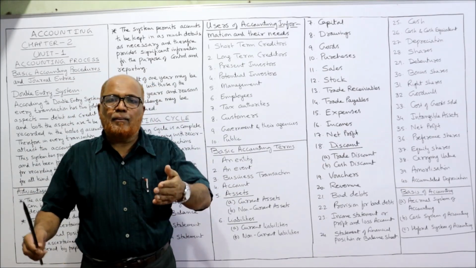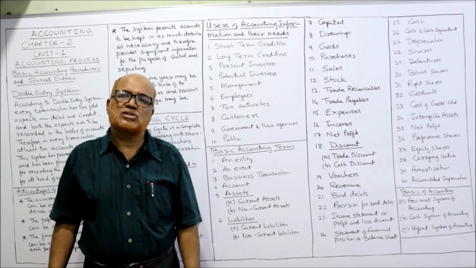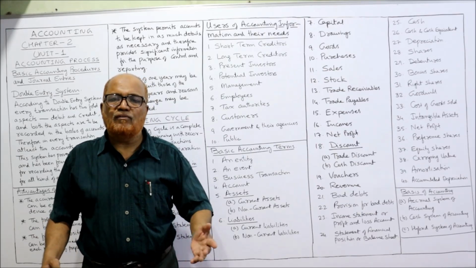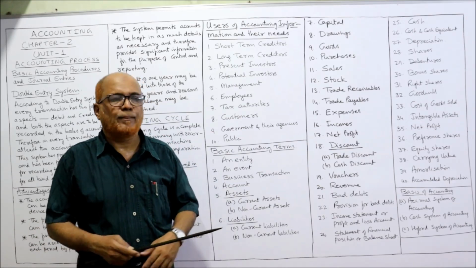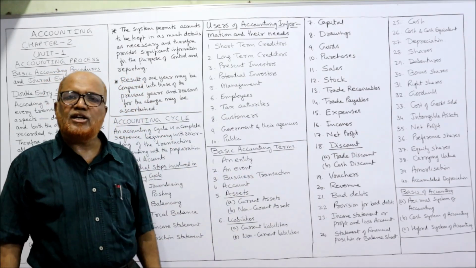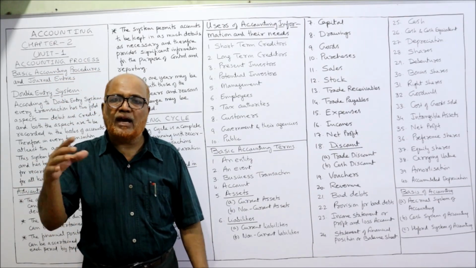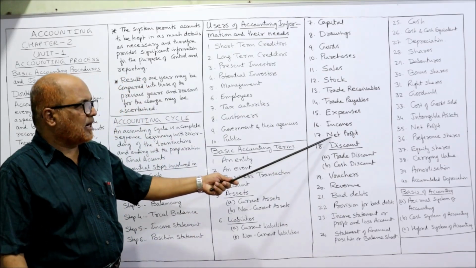Incomes. The amount, the economic benefit received by the business is called income. So income will be derived from sale of goods. Income will be derived by getting the dividend, getting the interest, getting the commission. All these are the incomes. Net profit. The excess of income over expenses. The excess of income over expenses is called net profit.